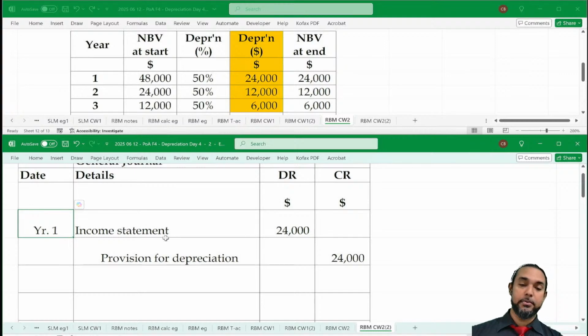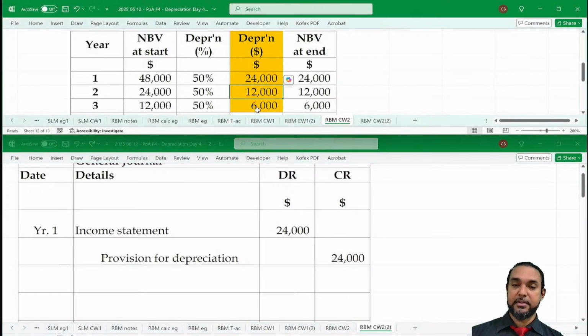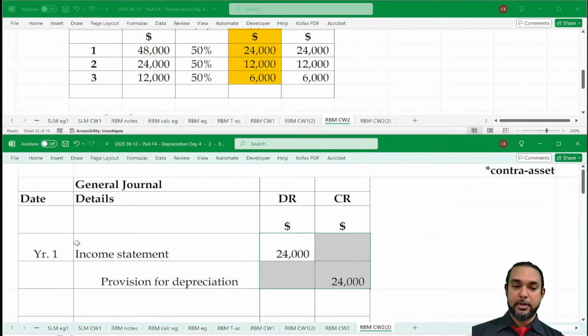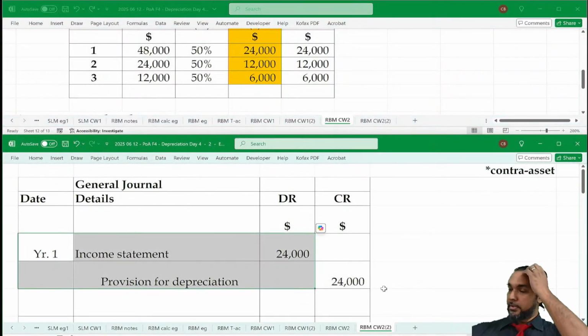So for year two and year three, you're going to head up year two, put these same words, income statement and provision for depreciation, but use the year two figure and then the year three figure. All right, so take a swing. You can write down the journal entry. Hopefully I printed out that sheet with sufficient room for you to use.